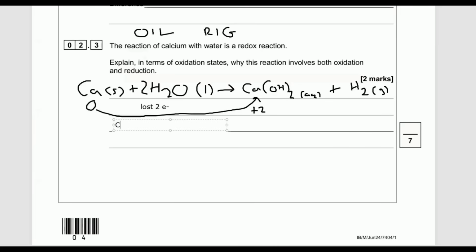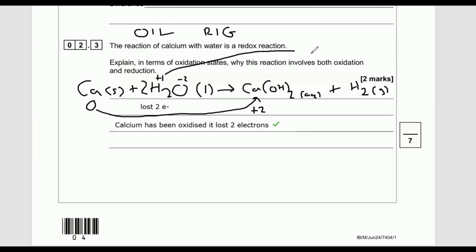So we can say, check this out: calcium has been oxidized. It lost two electrons. It got oxidized to calcium ions in the calcium hydroxide, and that's going to get us a mark. And then I also want to explain why there's reduction. We'll check out the hydrogen. The hydrogen has an oxidation state of +1. How do I know that? Oxygen is always -2, and there's two H's, and each one must be +1 to balance that -2 oxygen. So hydrogen is +1 there.